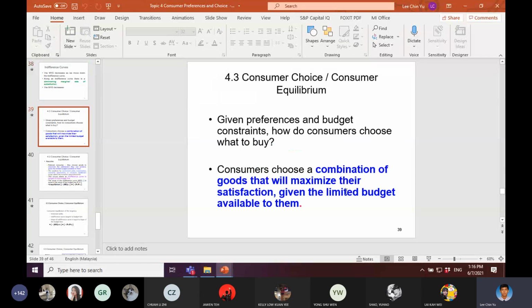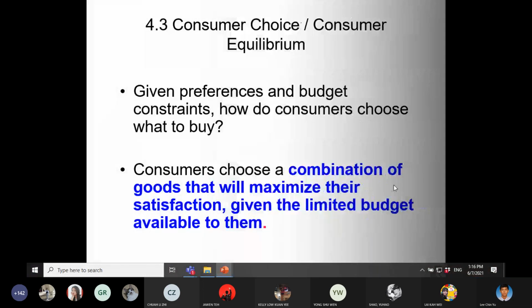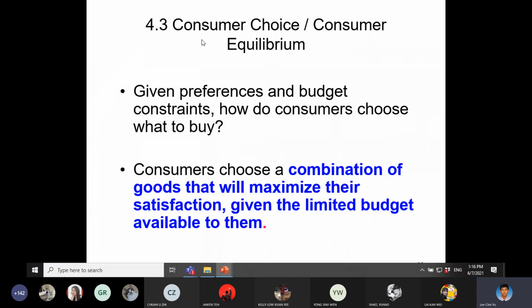So we go for consumer choice or consumer equilibrium. Given preferences and budget constraint, how does a consumer choose what to buy? Now you know your preference, you know your income. You need to select the goods that you can buy in order to maximize your satisfaction, given that you have limited income, right?